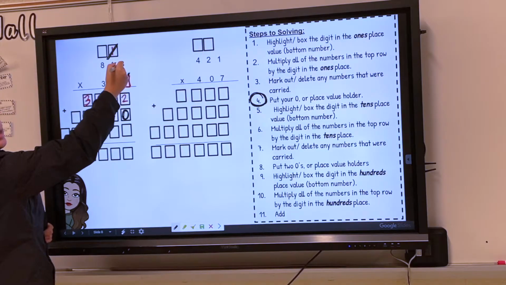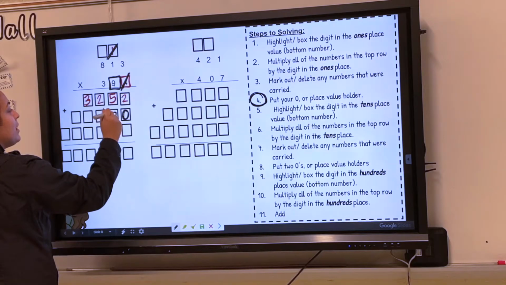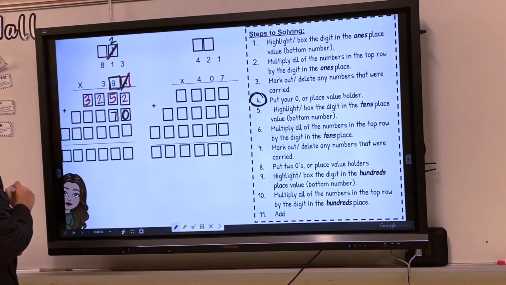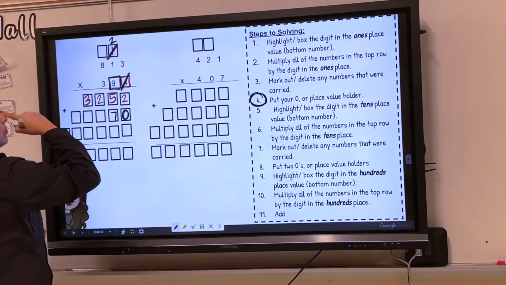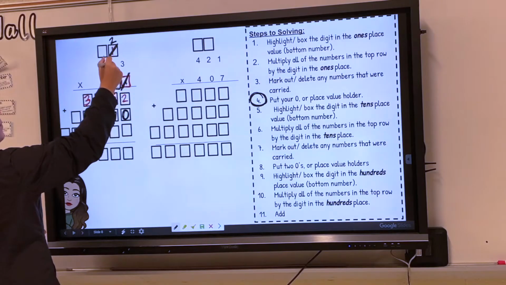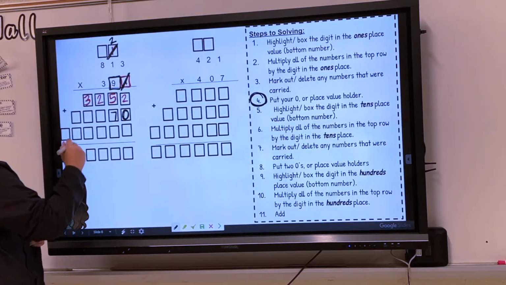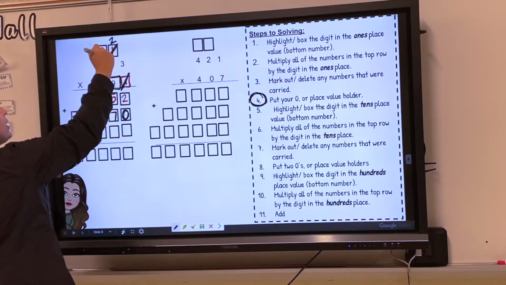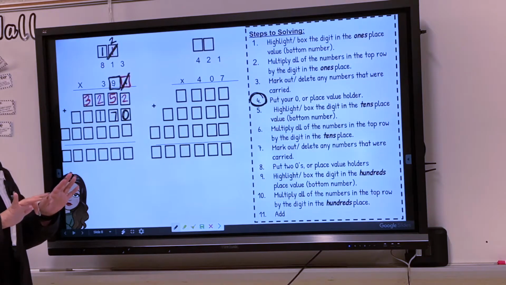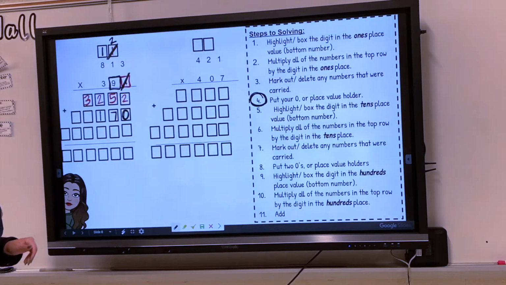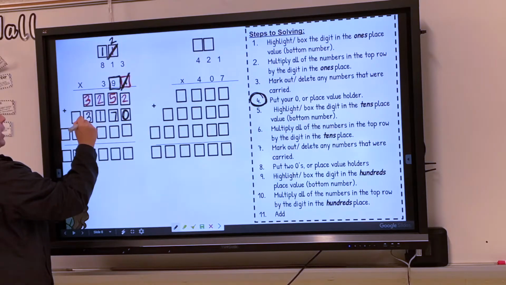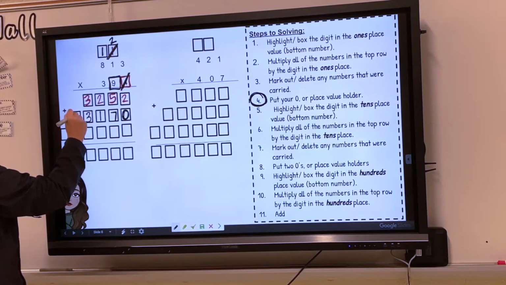9 times 3 is 27. I'm going to put my 7, carry my 2. 9 times 1 is 9. 9 plus 2 is 11. So I'm going to put my 1, carry my other 1. And then 9 times 8 is 72. And then 72 plus 1 is 73. So I'm going to put my 3. I don't need to carry the 7, so the 7 just goes right down with it.